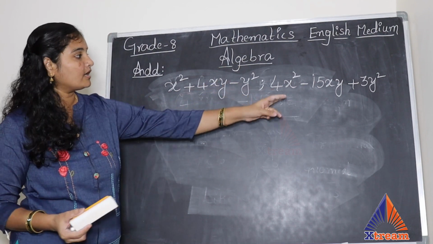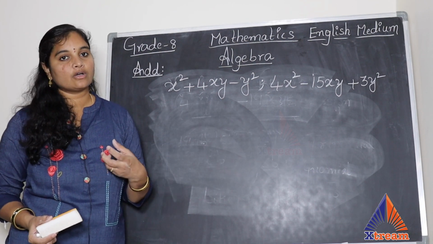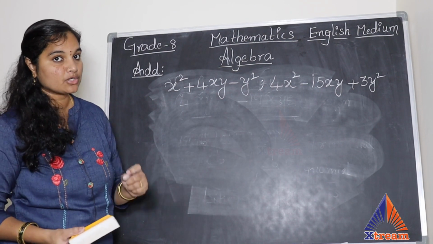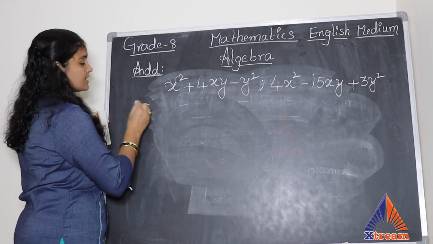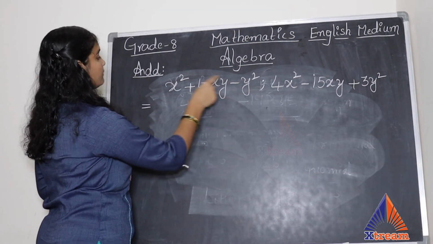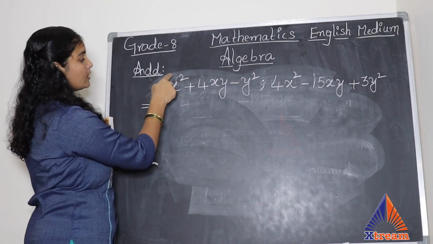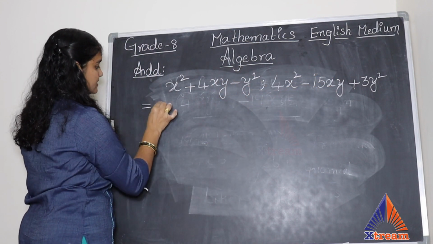Now, adding these expressions involves the minimum concepts of integers also. Like we have different signs before terms. So minimum conceptual understanding of integers is also needed here. How? Let's see now. So first, what is the thing we need to do? These are two different expressions which we have to add. So we are going to connect these two expressions with the help of addition like this.